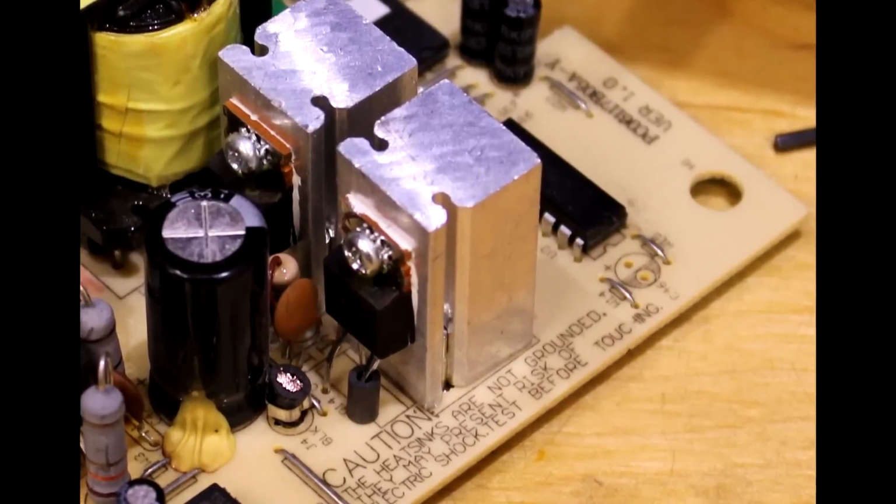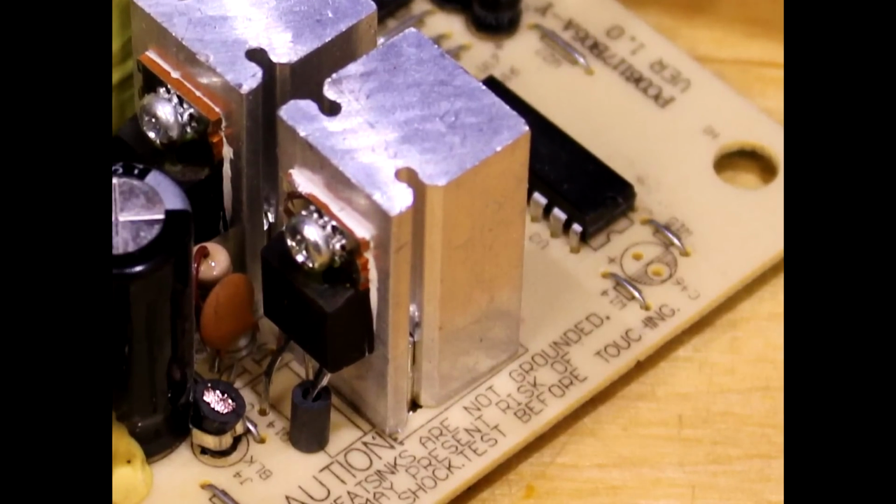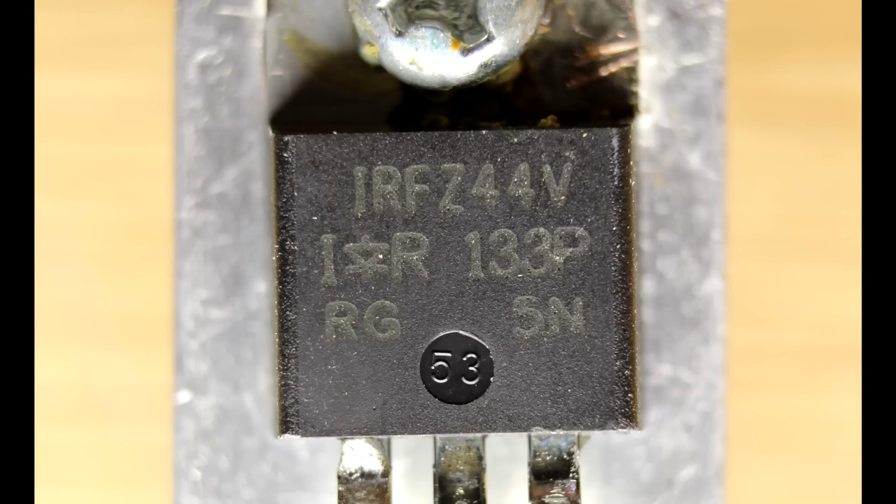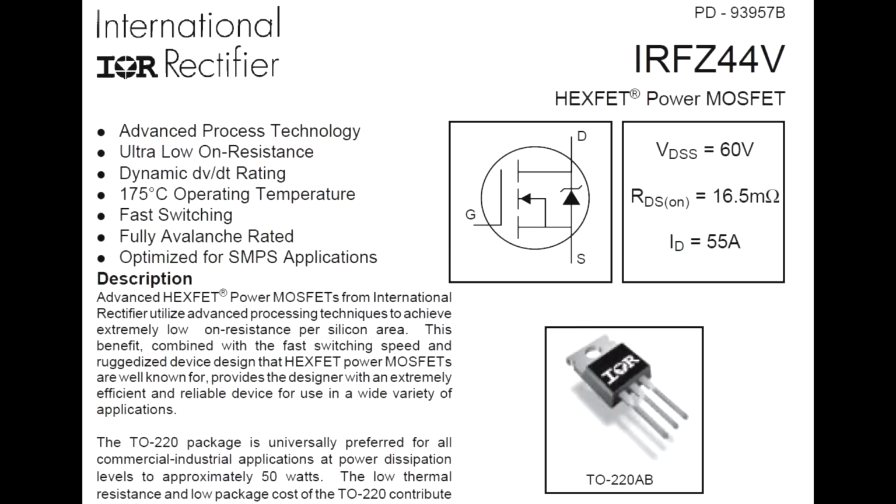It's got a whole bunch of TO220s on it, and that's a good sign that it might have a power transistor on the board. If I zoom into this corner here, I see a TO220 mounted to a big chunk of aluminum. And if I take a look at the markings on it, it says IRFZ44, which is perfect. It's an N-channel MOSFET.